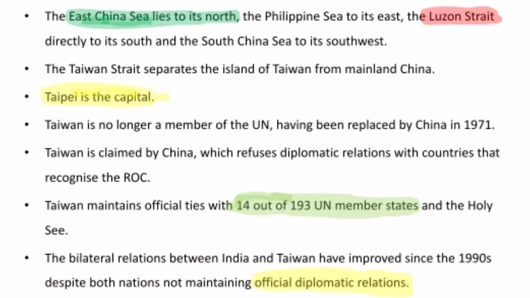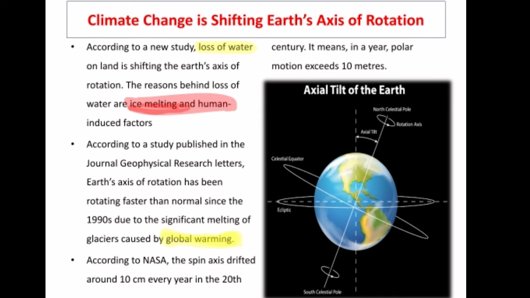And another very important one: climate change is shifting the earth's axis of rotation. We are seeing that global warming is happening, greenhouse gas emission is increasing, and the earth's glaciers are melting. But this important thing is also happening because of the loss of water on land. It leads to a shift of the earth's axis of rotation. The reasons behind it are loss of water and human-induced factors. One important factor is global warming.